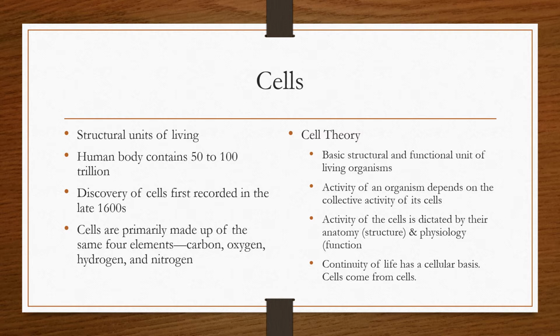Continuity of life has a cellular basis. In other words, cells come from cells. So as we move forward, note that there are many different types of cells, but for our purposes, we will talk about the quote-unquote generalized cell. In general, cells have three main regions: the plasma membrane, a nucleus, and the cytoplasm. We will learn more about each in the oncoming slides.